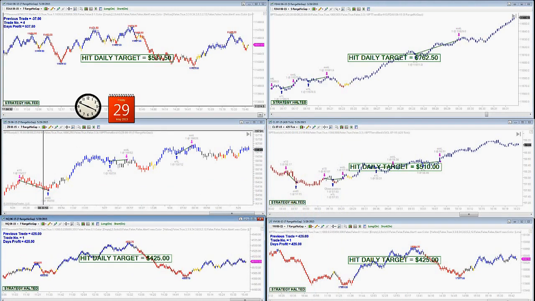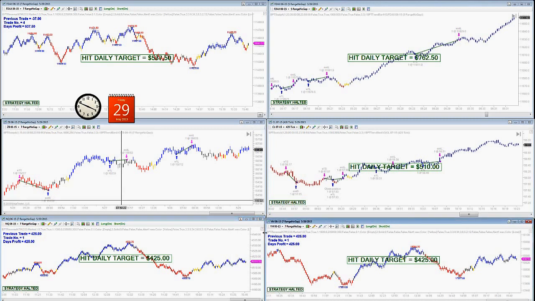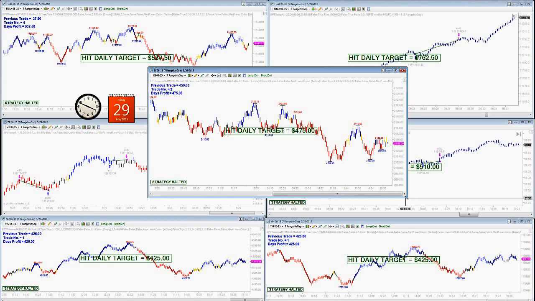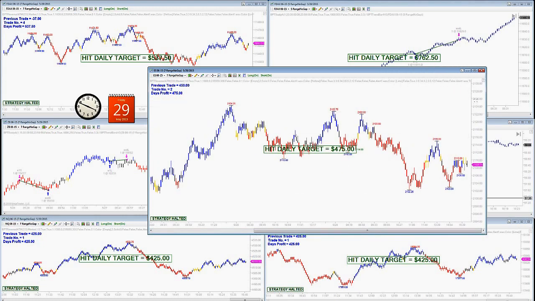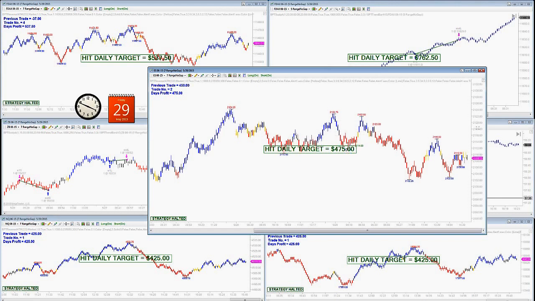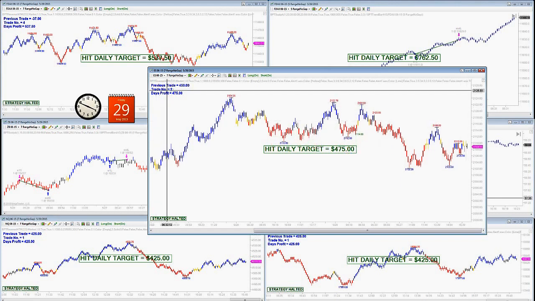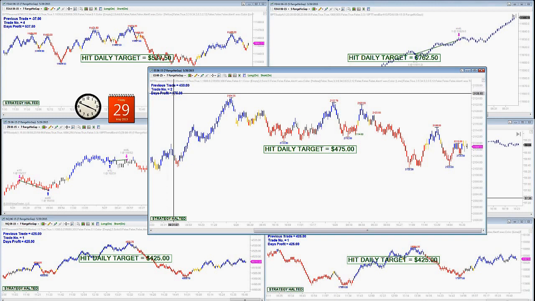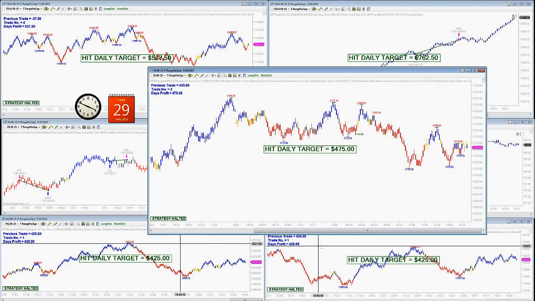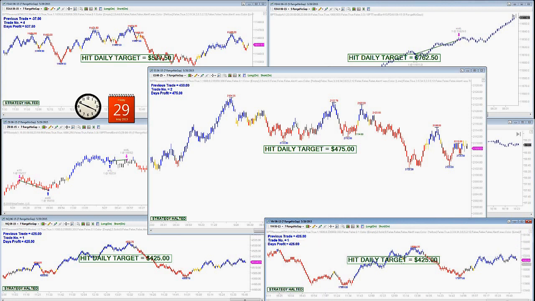At the same time, we followed up on the YM and the Nasdaq, because we have all the markets here and we cannot leave the ES out of the picture. The ES had a little bumpy ride today, a little turbulence, but we nailed it and took 2 trades, and this is amazing. 475 on the ES on 2 trades, 1 trade on the Nasdaq for 425, and on the YM 1 trade for 425.